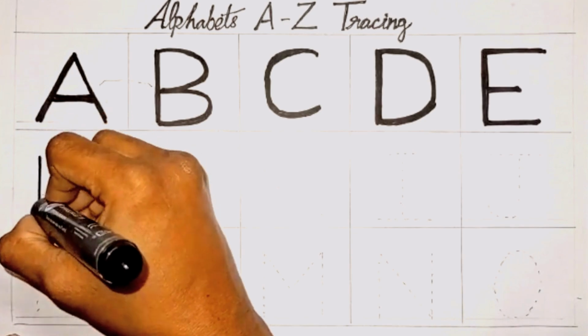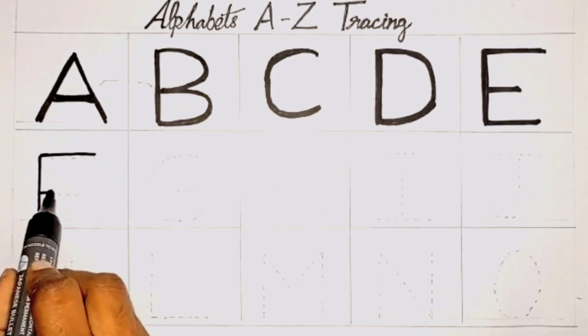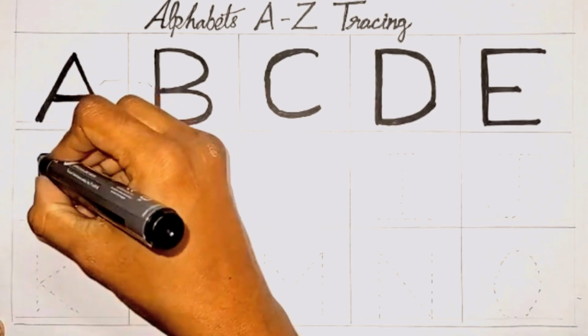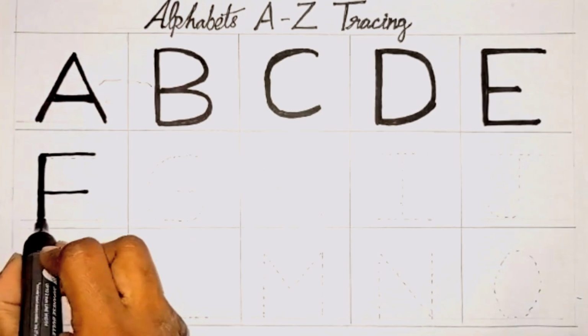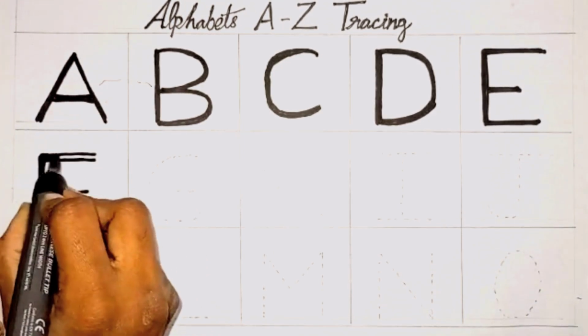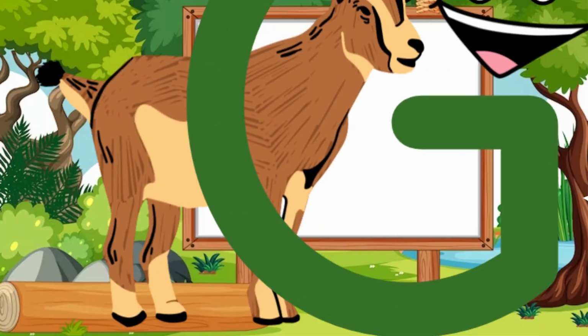Standing line, sleeping line, sleeping line. So straight line or standing line, sleeping line, sleeping line. This is your letter F. Now we are going to write G.